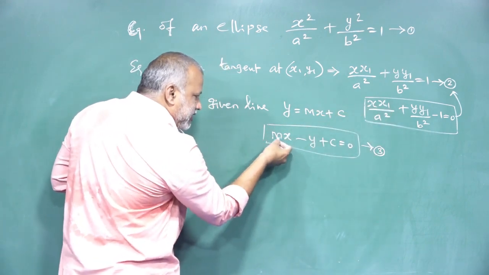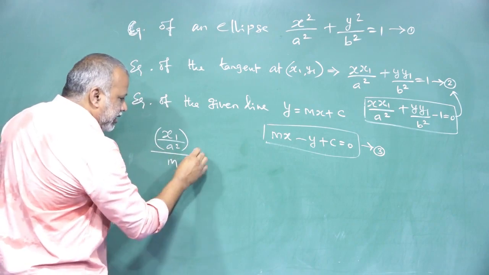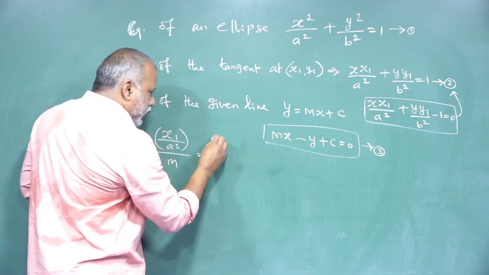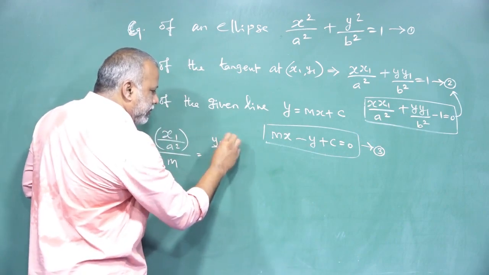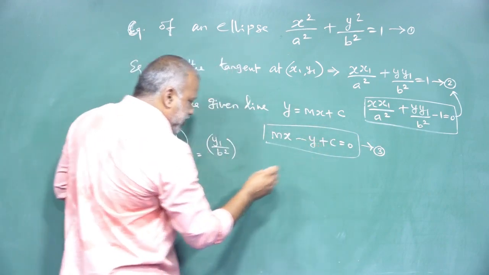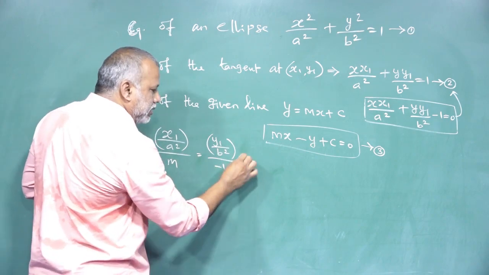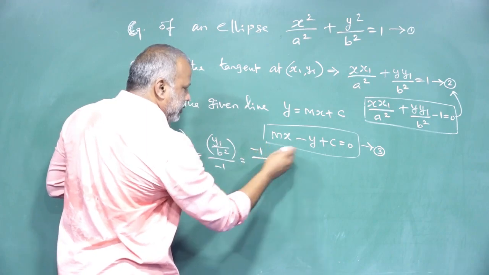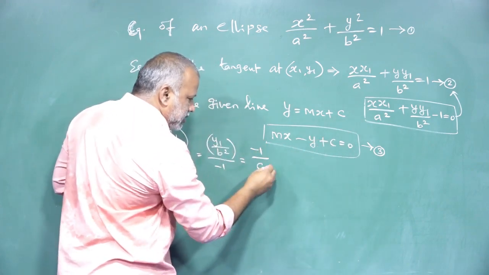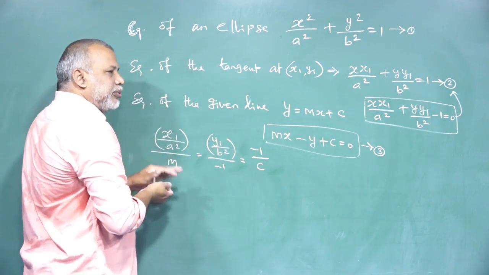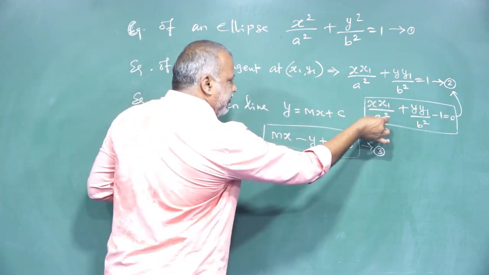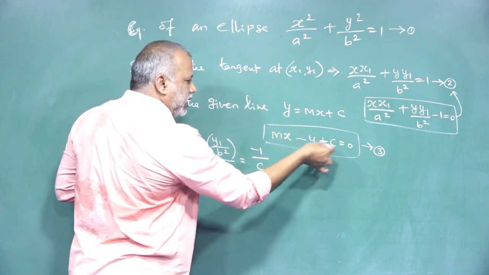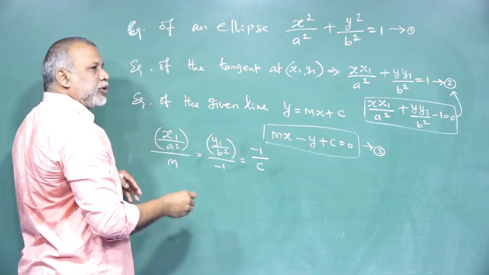Here what is the coefficient of x? m. So x1 by a squared divided by m is equal to the coefficient of y, y1 divided by b squared, divided by minus 1, that is equal to the constant. Minus 1 is the constant here. Here what is the constant? c. So this is called proportionate: the coefficients of x, y and the constant term must be in proportion.